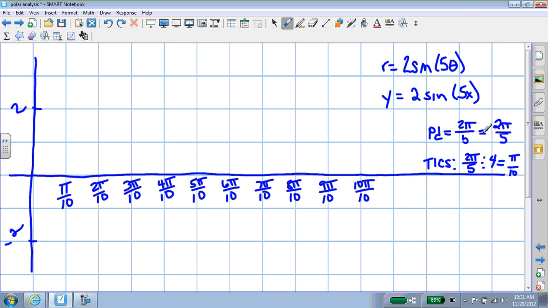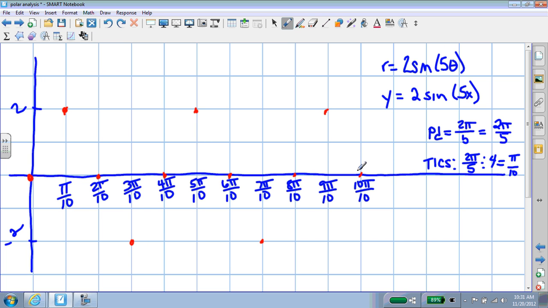So 2 pi over b would be 2 pi over 5. Tick marks at 2 pi over 5 divided by 4, so it would be pi over 10. So you notice I counted by pi over 10s for a while. Amplitude of 2, and this is a sine graph. So from the middle to a high, back to the middle, to a low, to a middle, to a high, back to the middle, to a low.